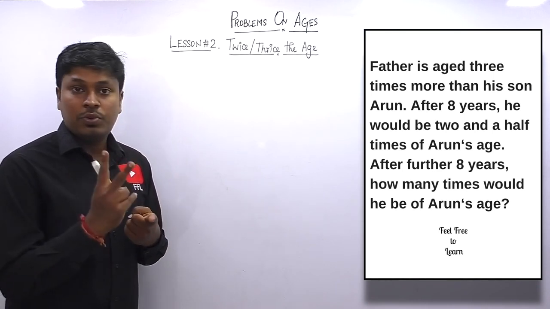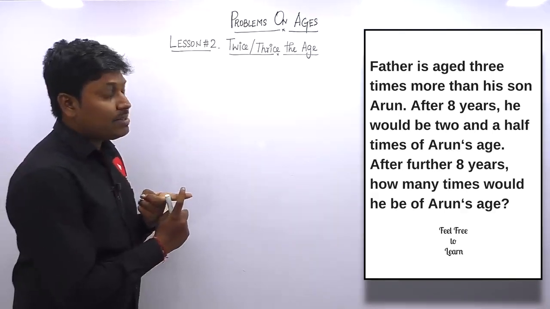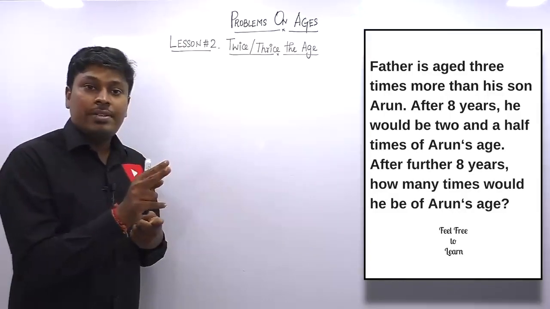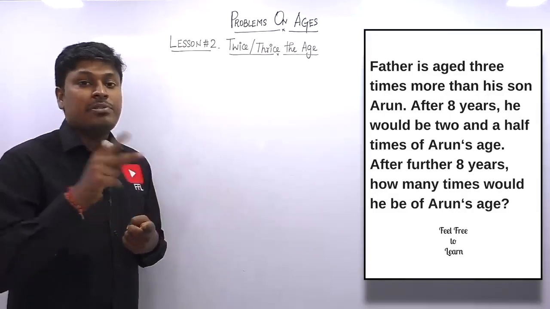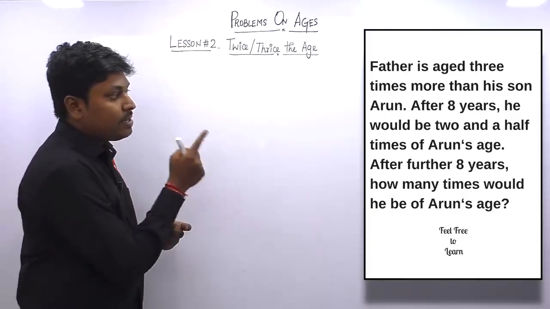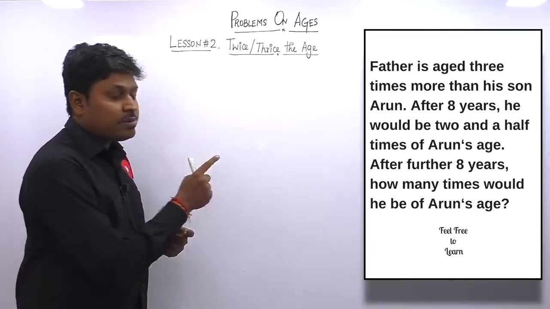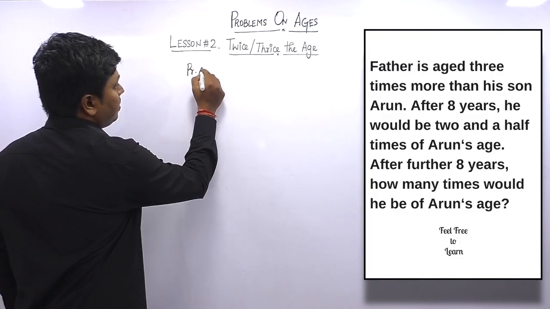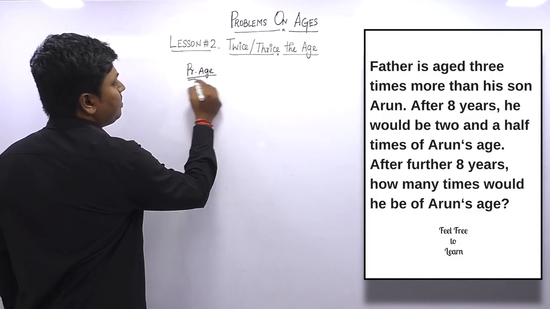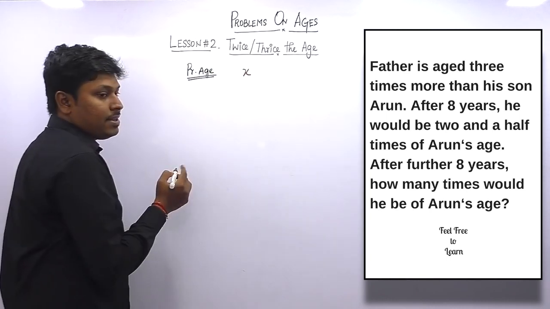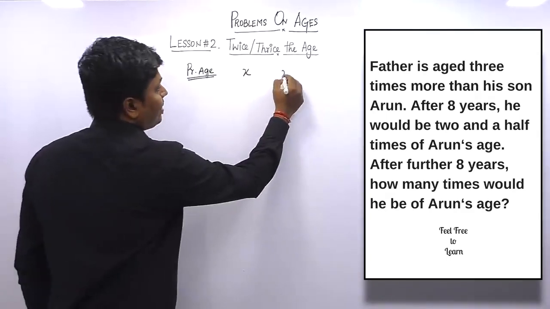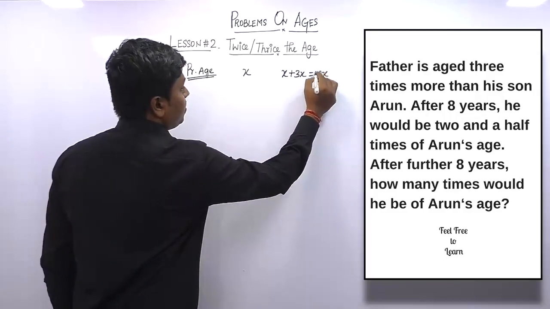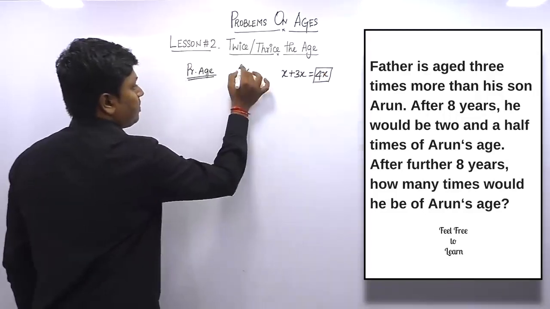Initially I have told you 2 notes, right? So I think this question is note number 2, because in note number 2 what I have told you, there is a small difference between thrice and 3 times more. So listen to the words carefully. Father is aged 3 times more than his son. So we can say the present age of son, if we keep it as x, then the father's age will be x plus 3x, which is 4x. So most important, do not make a mistake here.